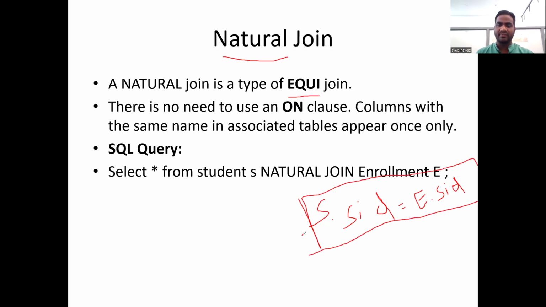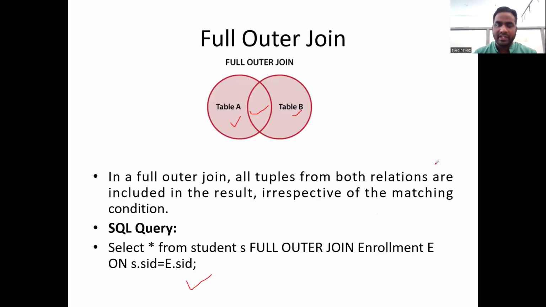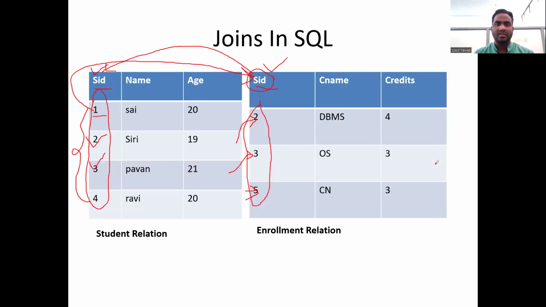Implicitly, natural join is going to equate all the common fields, that is all the common fields present in your table or relation. So that's why you can see the query: select star from student S natural join, or specifically you can specify join enrollment E. The ON condition you need not specify. So this is regarding your natural join. Now we'll execute all these different types of joins. We'll create these two tables, that is student table and enrollment table, and then we perform all these different types of joins.